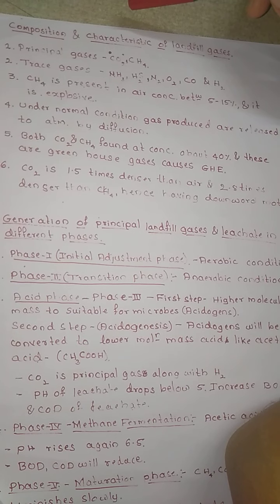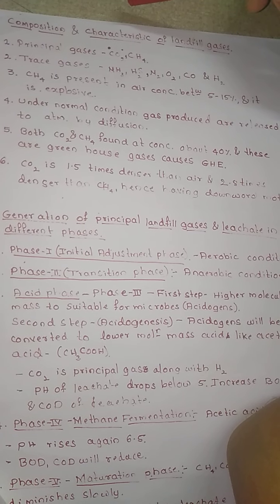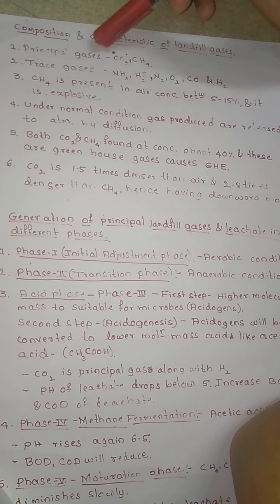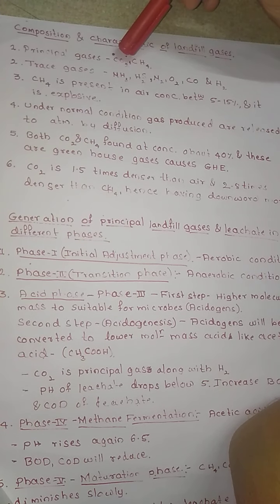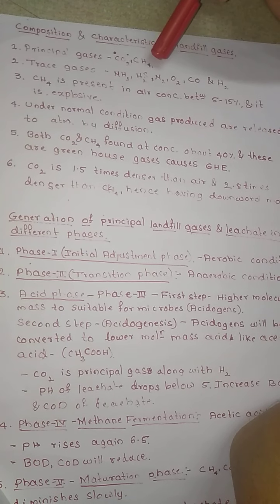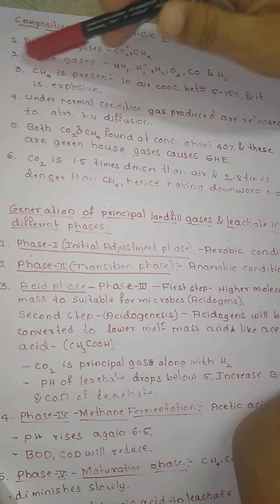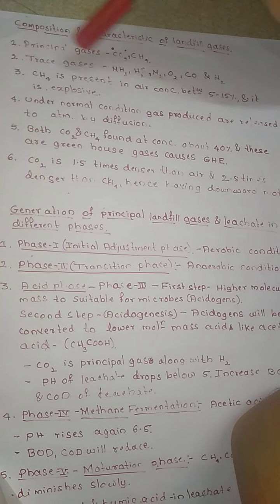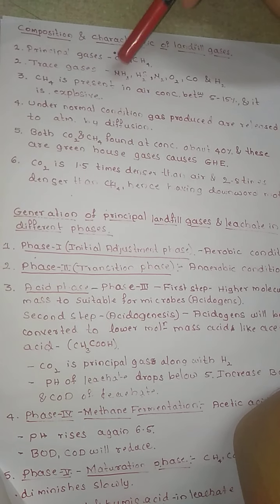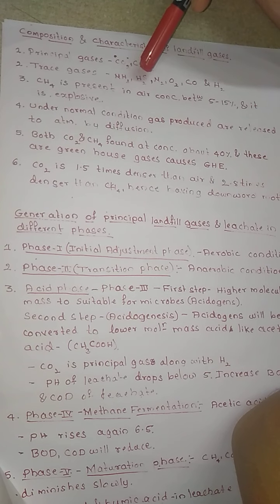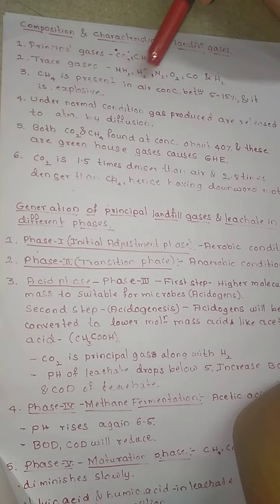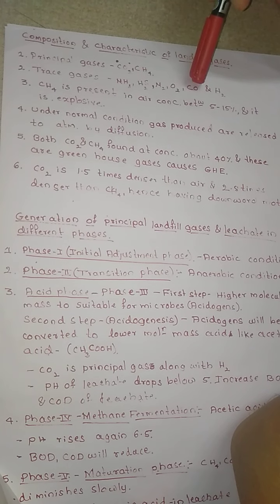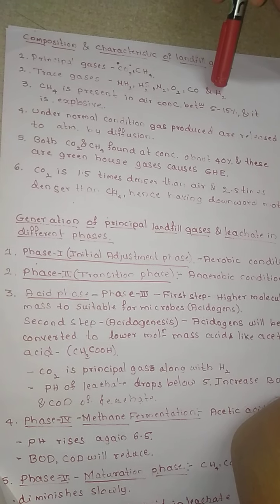So we get different types of gases in the landfill. The principal gases are carbon dioxide, CO2, and methane, CH4. These are the main gases that we get from the landfill. Then the trace gases are NH3, H2S that is hydrogen sulfide, N2 nitrogen, O2 oxygen, carbon monoxide, and H2, that is hydrogen.